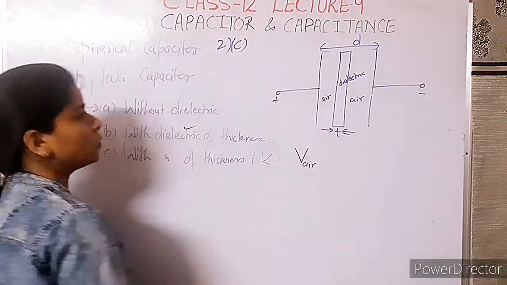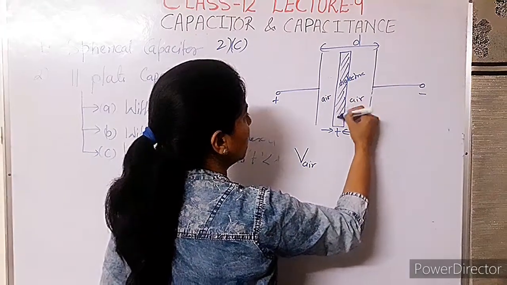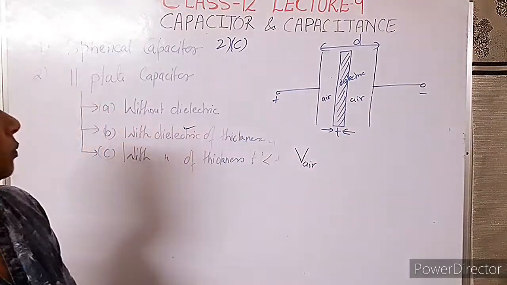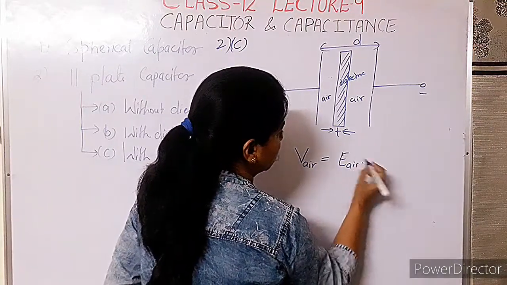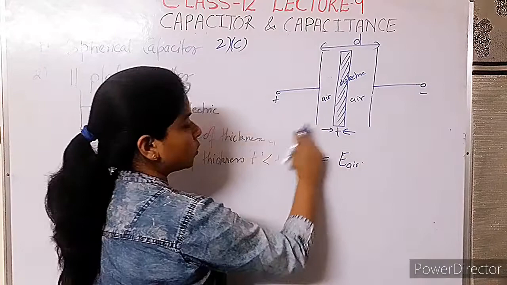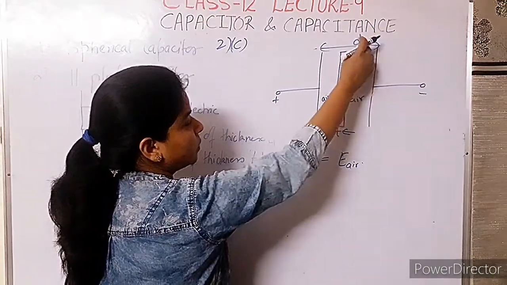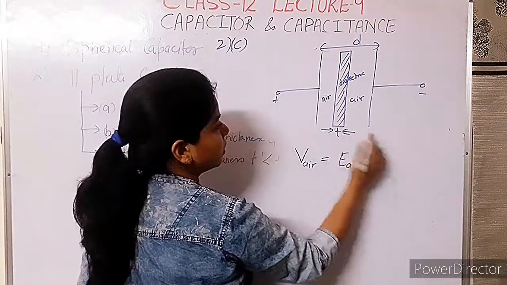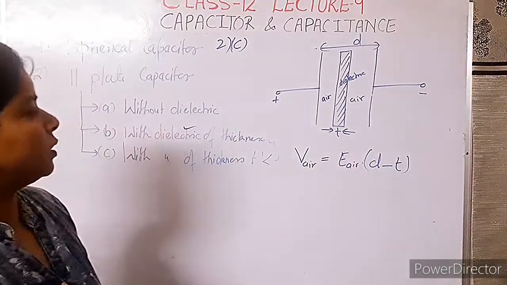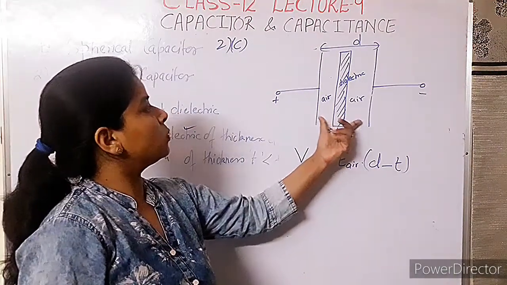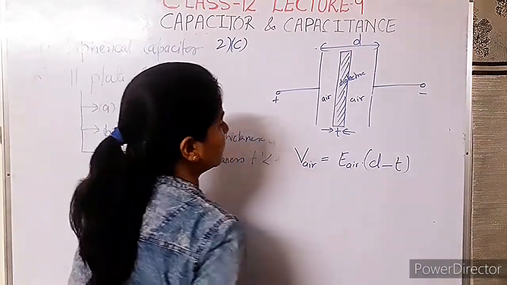This is dielectric of thickness T. So what we have to do, we need to find out the air potential difference: E air into the thickness corresponding to the air part only. The total plate distance is D, and if we subtract T from D, we get the thickness corresponding to the air part. So E air into D minus T.